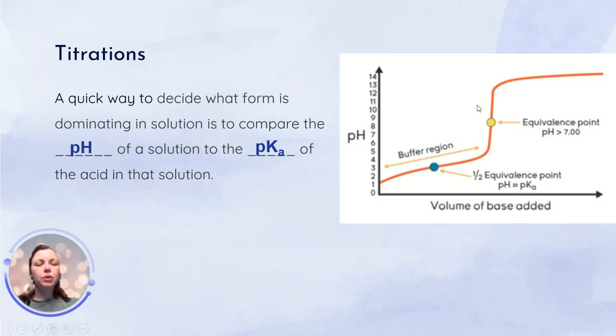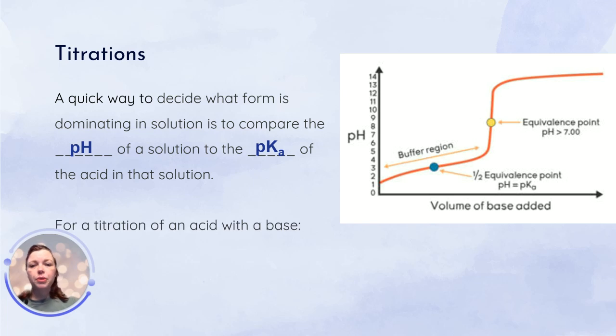So we've looked at this before. This is a weak acid, strong base titration curve. So we have the buffering region, we have the half equivalence point where your pH is equal to your pKa. That's important for you to keep in mind in this topic. Your equivalence point is going to be greater, your pH is going to be greater than 7 because of the presence of the relatively strong conjugate base.